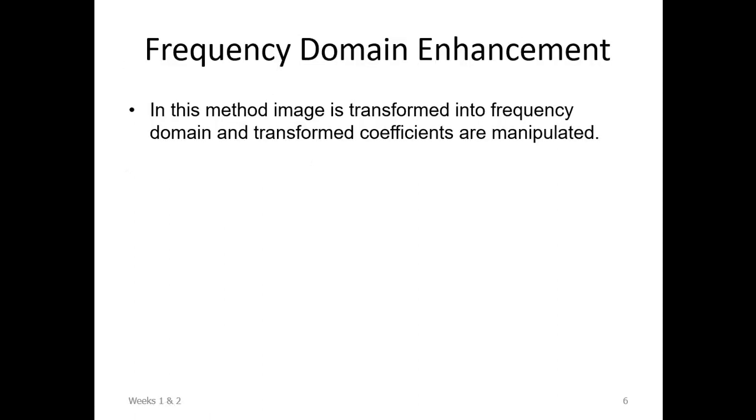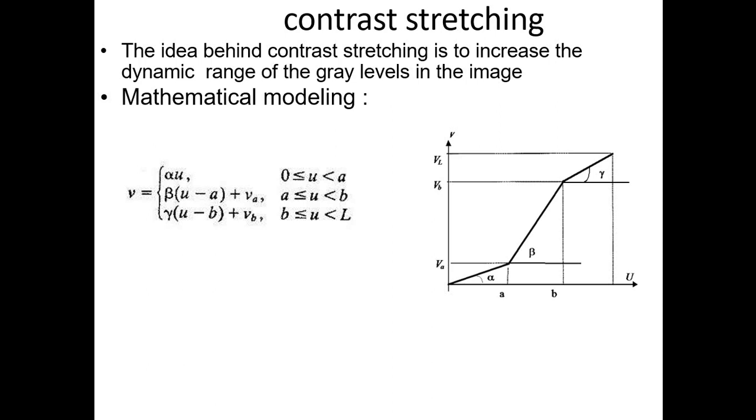So frequency domain enhancement methods are where we are taking our original image into the frequency domain, and we are working with what? Transformed coefficients. So transformed coefficients or spectral coefficients in the frequency domain are manipulated, and then that modified image we can take back into the original spatial domain by reverse transformation. If I'm taking the image into the frequency domain by FFT, by inverse FFT we can take the modified image back into the spatial domain.